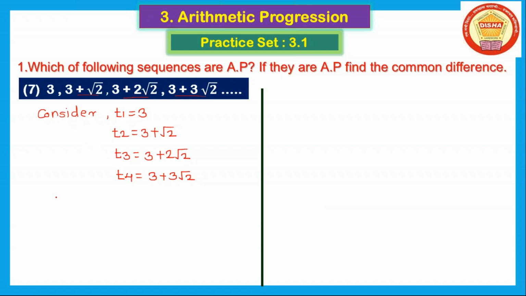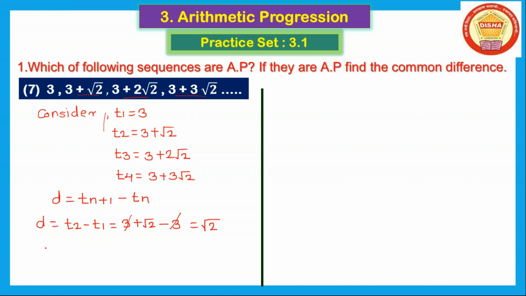For such questions, we find the difference between two consecutive terms, that is Tn+1 minus Tn. First we find the difference between the first two consecutive terms, so we take T2 minus T1. All of you see carefully. T2 is 3 plus root 2, minus T1, which is 3. Then 3 plus root 2 minus 3, the 3 and minus 3 get cancelled, and for the first two consecutive terms the common difference is root 2.